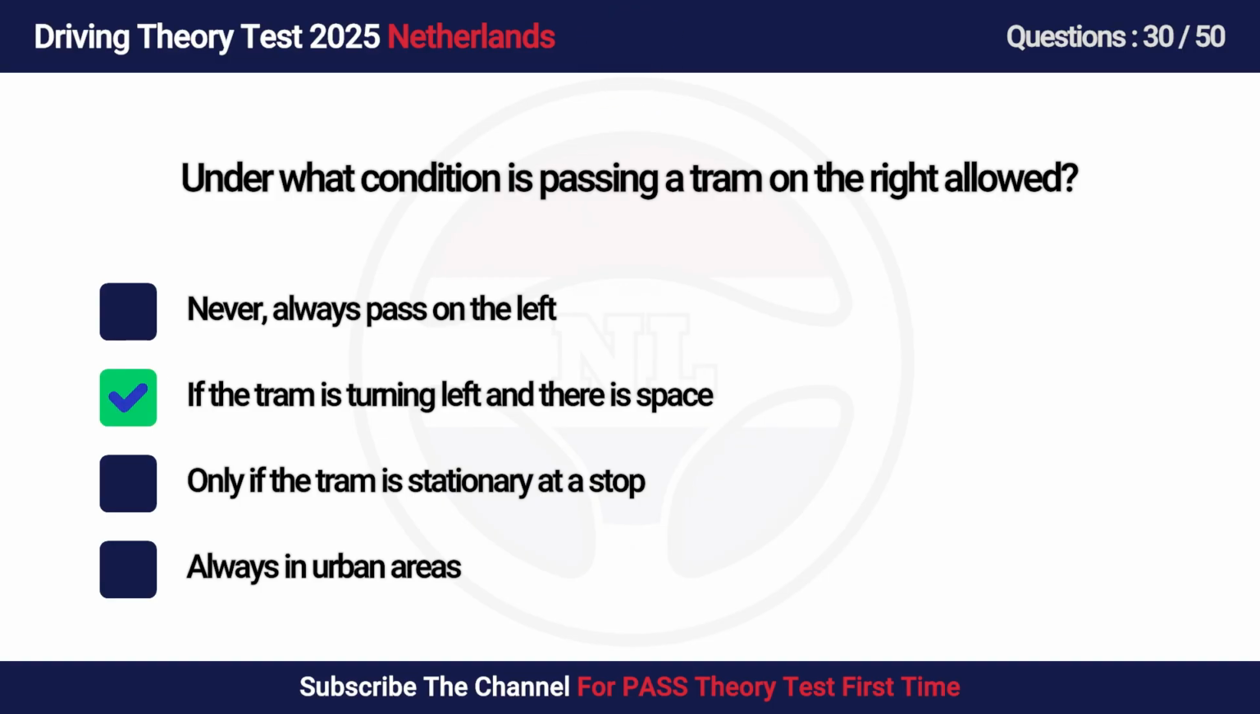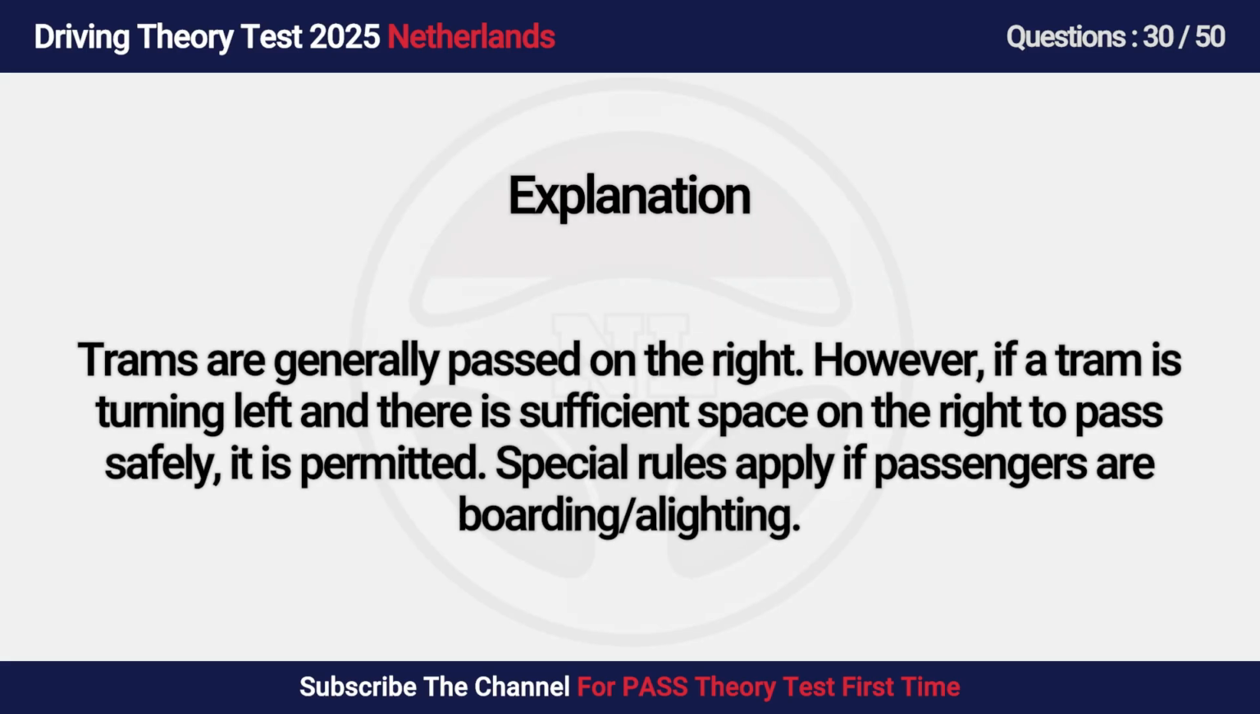Answer is B. If the tram is turning left and there is space. Trams are generally passed on the right. However, if a tram is turning left and there is sufficient space on the right to pass safely, it is permitted. Special rules apply if passengers are boarding.